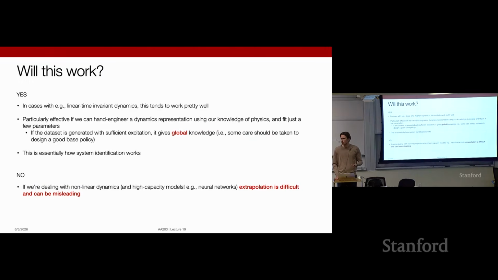Of course, this doesn't hold in probably the majority of cases, specifically when we're dealing with complex, potentially nonlinear dynamics, and especially in the combination of complex dynamics and high-capacity approximate models, for example, neural networks. This is because extrapolating from observed data to, for example, out-of-distribution examples from our environment is difficult and can be misleading. So for the rest of this class, we'll be looking at approaches to make this exact same formalism work in the cases where we have complex dynamics to learn.